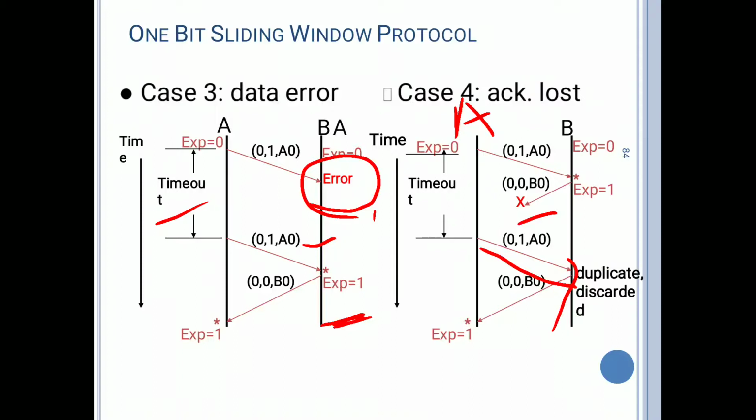I received the duplicate data, so it simply discards this duplicated data at the receiver side, and starts sending the same copy of the acknowledgement to the sender. Now the sender receives that acknowledgement correctly. Next it is ready to send the next frame. So this is the case called acknowledgement lost.